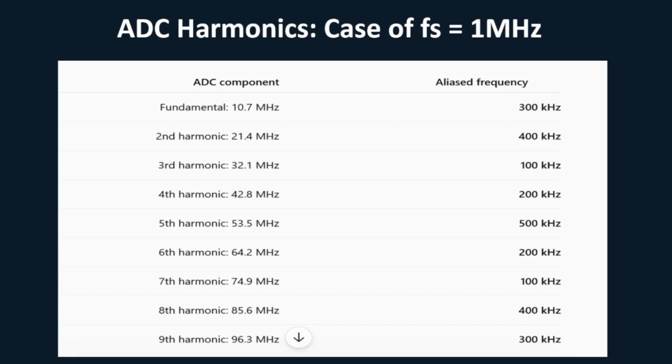And these harmonics, unfortunately, as you can see, once they are undersampled, they alias to, like for the first case, we expect our center frequency to be aliased to 0.3, which is the fundamental 10.7. And you can see the second harmonic gets aliased to 0.4, just 100 kilohertz away from it.